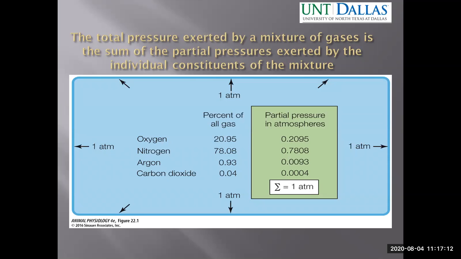The diagram here shows a container surrounding a body of dry atmospheric air at sea level. Data on the four most abundant constituents of dry air are shown. The air exerts a total pressure of 1 atmosphere, which, as I already explained, is the sum of the partial pressures of the individual gases. Each constituent would exert the same partial pressure even if the other constituents were absent.